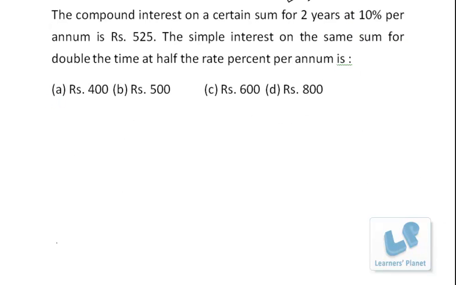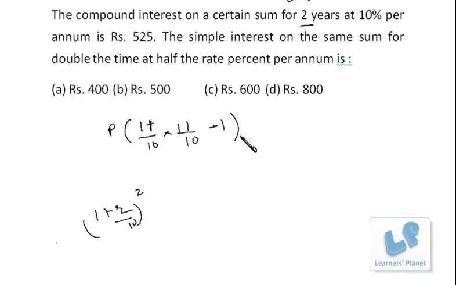Now let's try this problem. The compound interest on a certain sum for 2 years at 10% per annum is 525. For the principal, let's assume it to be P. Just using the formula 1 plus R by 100, that is 10 by 100, that is 1 by 10. So 1 plus 1 by 10 will be 11 by 10 into 11 by 10. Since the period is 2 years, we will be using 1 plus R by 100 whole square, that is 2 years, minus 1, and that to 525.